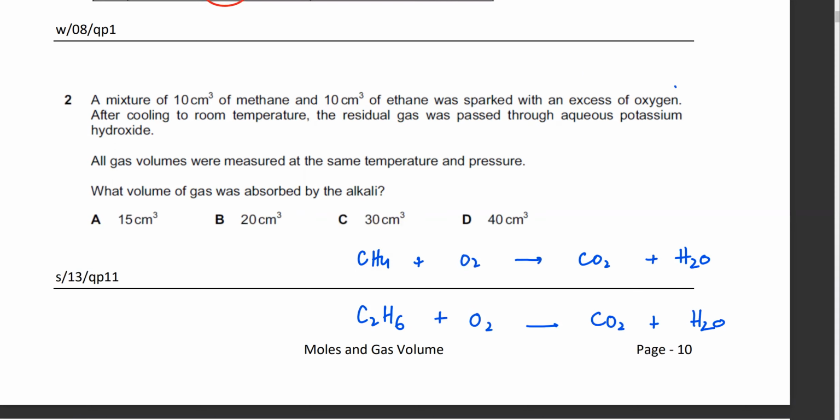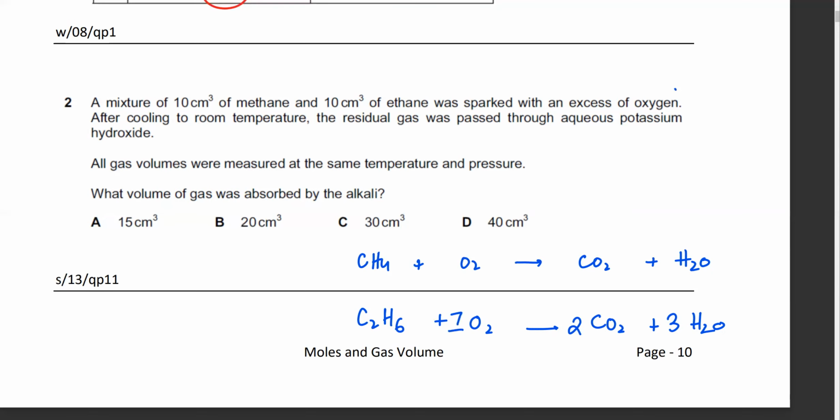Now, you can balance it. It's going to be 2 CO2s and 3 H2Os, and the amount of oxygen would be 4 plus 3, that's 7, so it's going to be 7 by 2. But anyways, 10 cm cube. He's saying they were burned, and after cooling, the residual gas was passed through potassium hydroxide, which is an alkali. So what volume of gas was absorbed by the alkali?